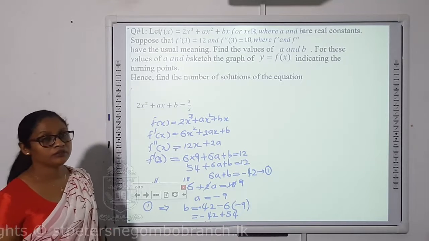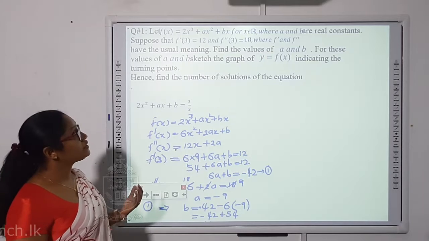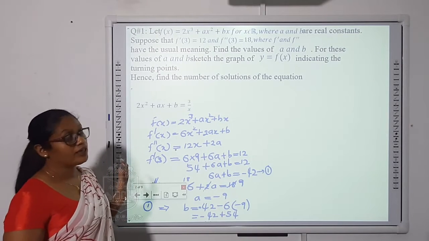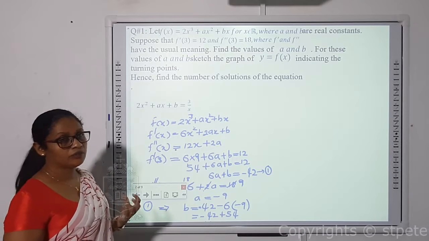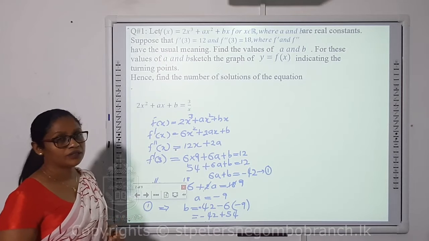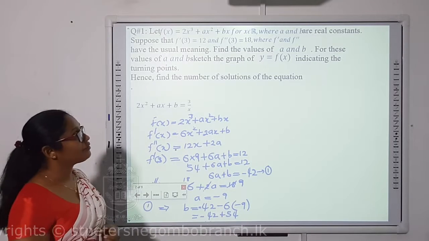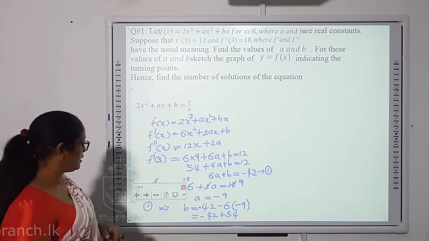To build the two equations, what is the information given here? F dash 3, that means the value of the derivative function at x equals 3, and also the value of the second derivative function at x equals 3, right? I'm going to use those two pieces of information to find a and b. Okay.